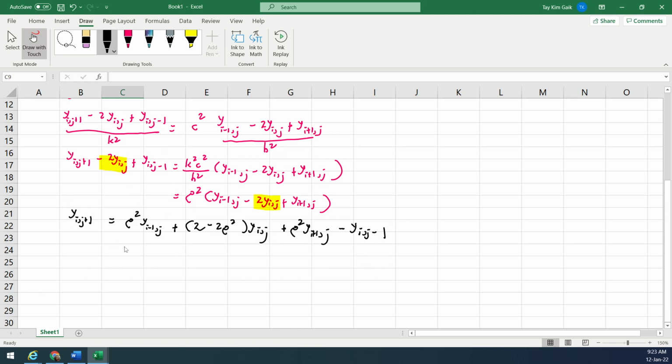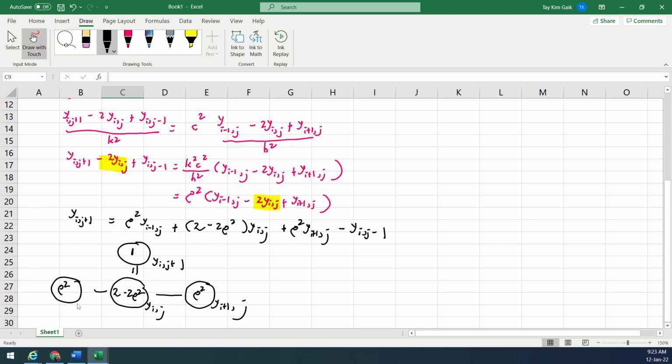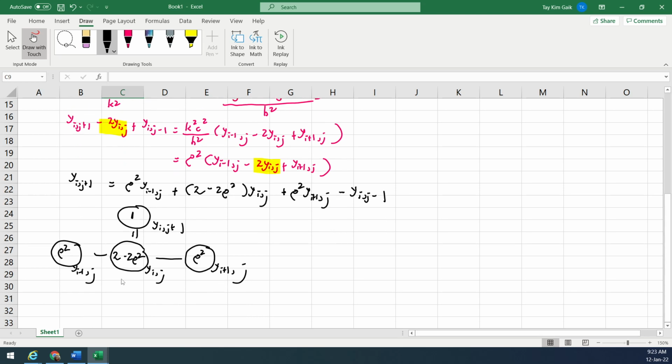Then from here you can draw it: this one is 1 times yij plus 1 equal to, the middle is 2 minus 2 rho squared yij, the right is rho squared yi plus 1j, the left is rho squared yi minus 1j, and the bottom level is minus 1 yij minus 1.